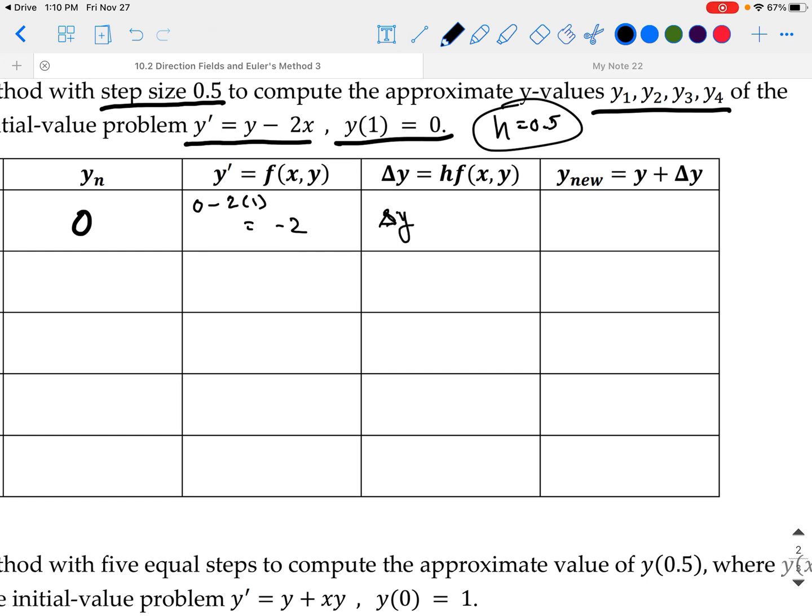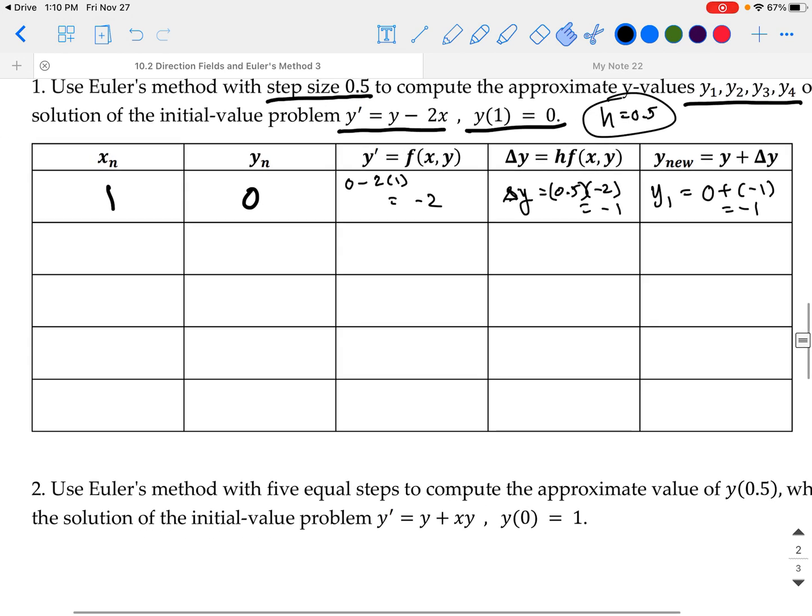So now delta y is 0.5 times negative 2, which of course is just negative 1. So then y sub 1 is going to be equal to 0 plus negative 1, which is negative 1. Which means now that once I move to my next step, 1.5, I'm going to use the y value, negative 1. Okay. And then I'm going to repeat the process.